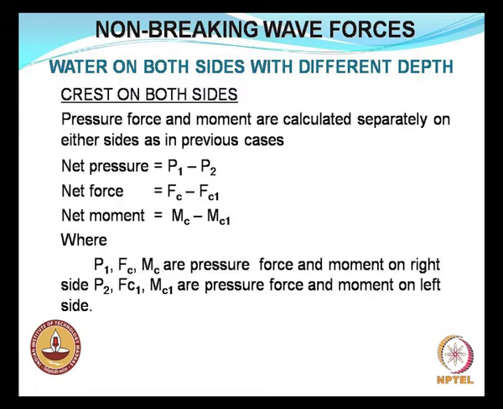Now again the same thing, when you have water on both sides but with different depth. The pressure and moment are calculated in the usual fashion, P1 minus P2, then Fc minus Fc1 and Mc minus Mc1. That is, this side water depth is different. So in this case, because you have different water depth, you have to consider both your static as well as the dynamic part. Is that clear?